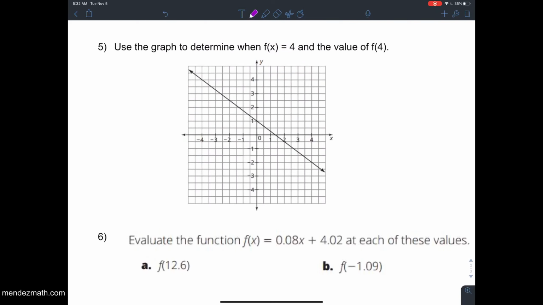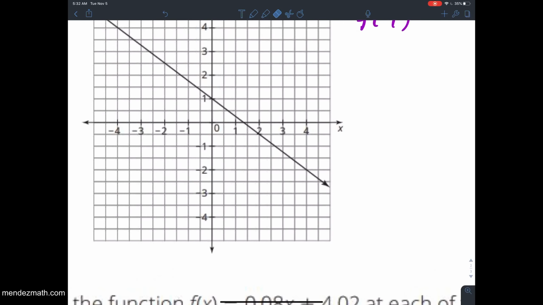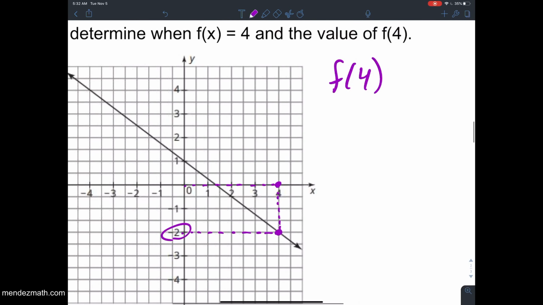Use the graph to determine when f of x equals 4 and the value of f of 4. So, f of 4, we just do this. We look at 4 on the x-axis. There's 4. It's -2. See? So f of 4 is -2.